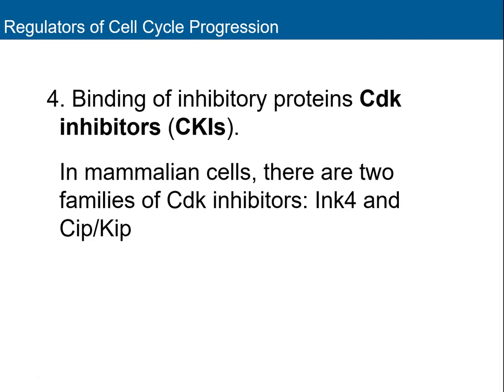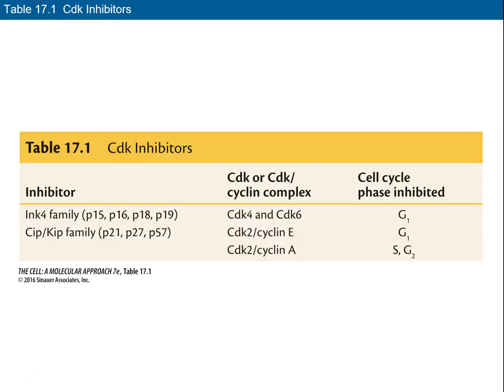Another thing that we didn't talk about just yet is that there are inhibitory proteins called CKIs that can inhibit CDKs, right? So they're called CDK inhibitors. And so if a CKI binds to a CDK, it's going to inhibit it, okay? So there are different types of CDK inhibitors. Let me give you some examples here. In mammalian cells, there's an example of CIP, INK4. These are just some families of inhibitors and some examples here, okay?